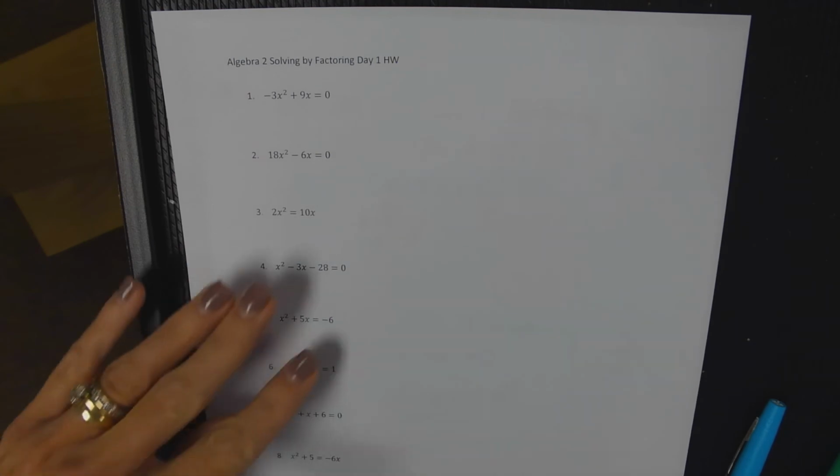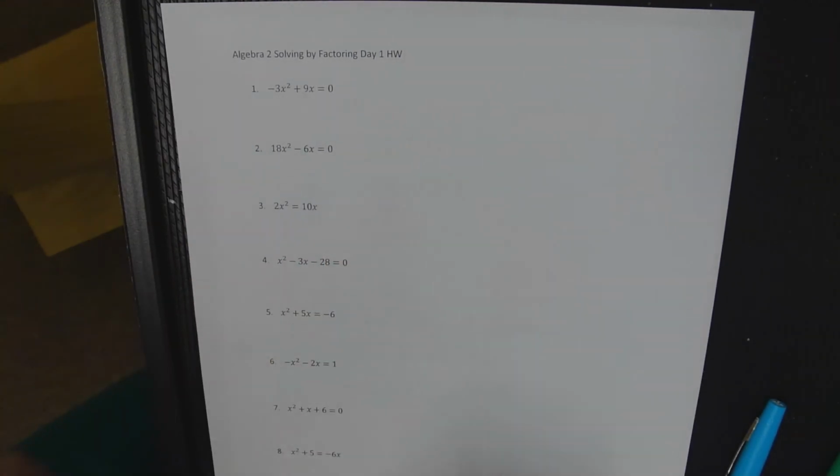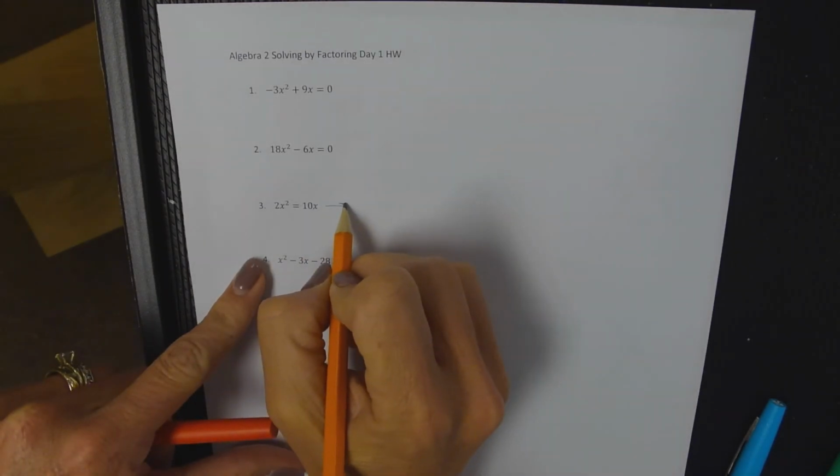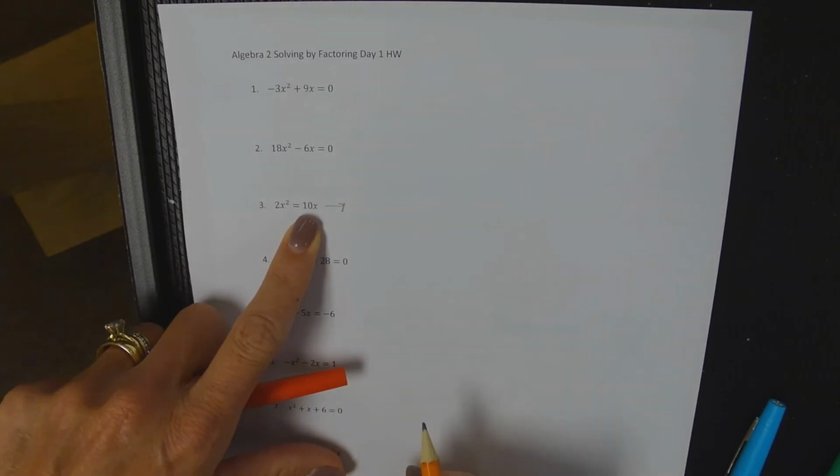Look at number 3. What is the difference in number 2 and 3? Look at it, there's a negative 6x and there's no number with an x. Okay, you're on the right track. Yes, it equals 10. Number 3, they're set equal to each other. We need this equal to 0.